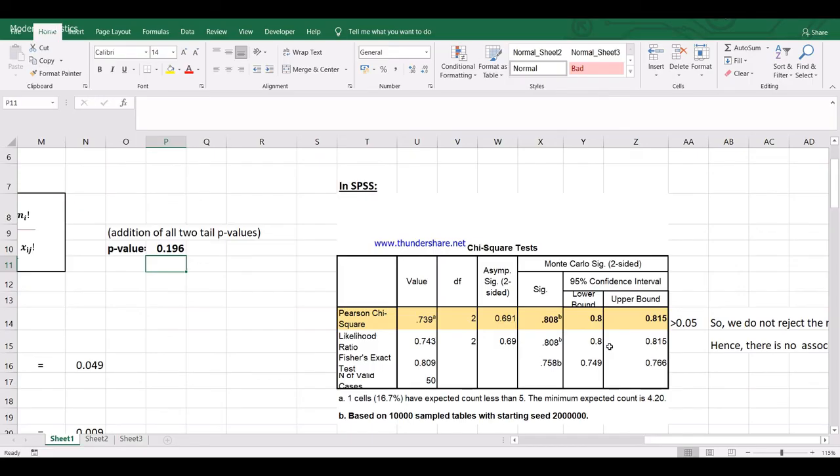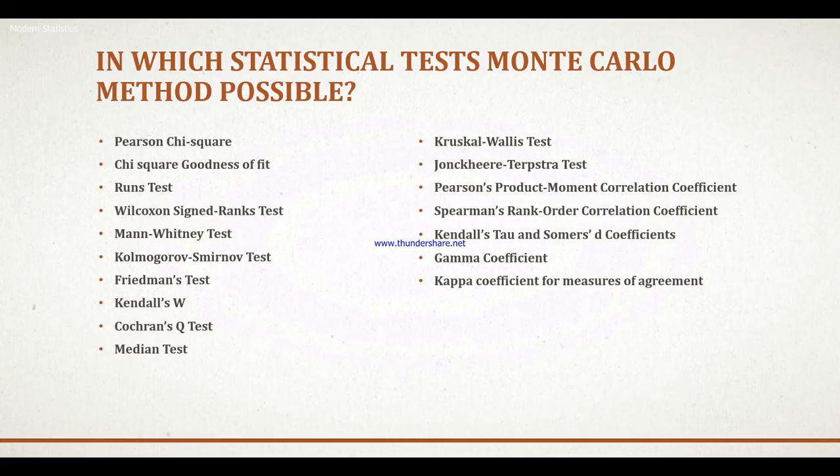To understand the example, and there are many such examples where the assumptions are violated, so we go for Monte Carlo method. So in which statistical test is Monte Carlo method possible? In all these non-parametric tests, Monte Carlo method is possible in SPSS. For more details, check out the research paper I have posted in the description box.